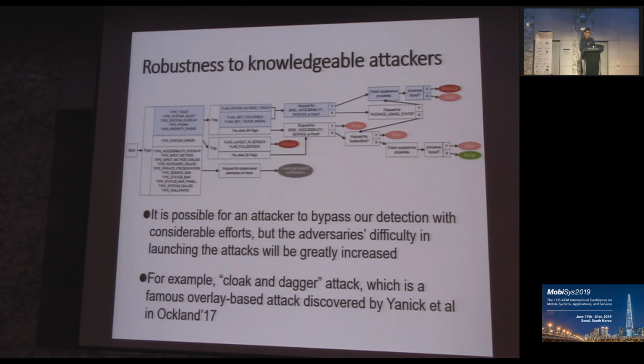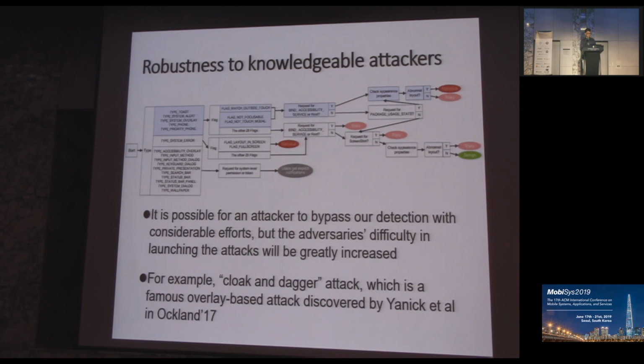We also analyze the robustness of our system. In the learned classification logic of OverlayChecker, it may not be difficult for an attacker to pick up features and make it look more benign. But OverlayChecker considers all the overlay features in combination and determines its malice. What's more, OverlayChecker is data-driven and machine learning based, so it might be possible for an attacker to bypass our detection, but the attacker's difficulty in launching the attack will be greatly increased.